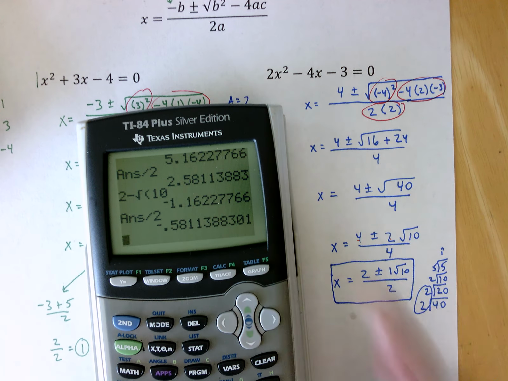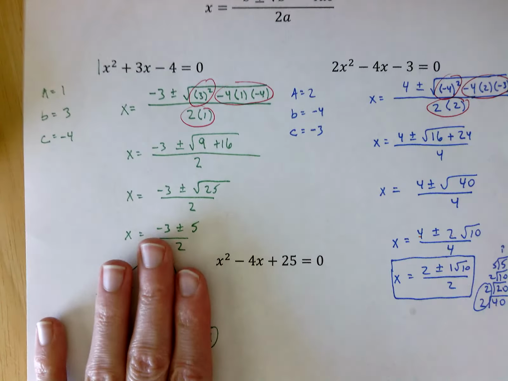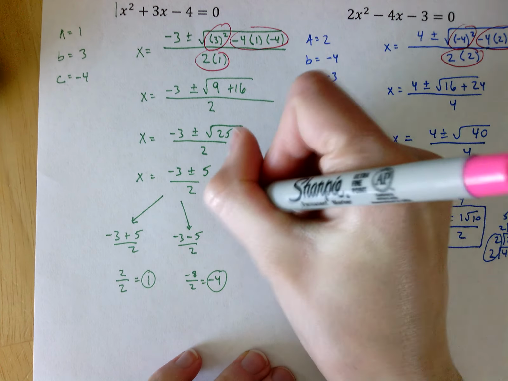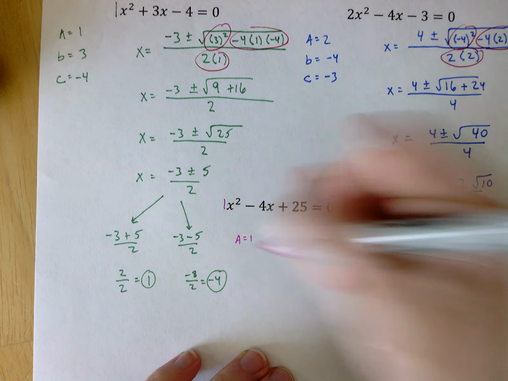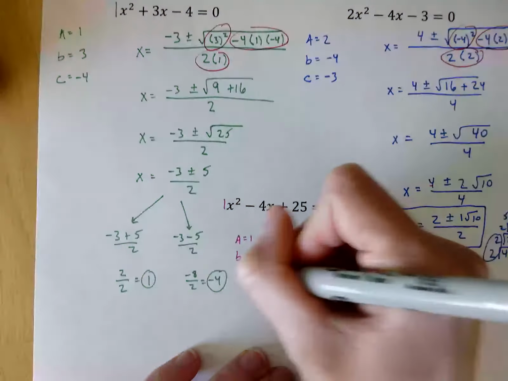Okay, but you don't have to put it in your calculator. You can just leave it like this. All right, one more example. Let's look at this guy down here. Same thing, I'm going to start by figuring out what are A, B, and C. In this case, there's an invisible 1 here, right? So A is 1, B is negative 4, and C is 25.